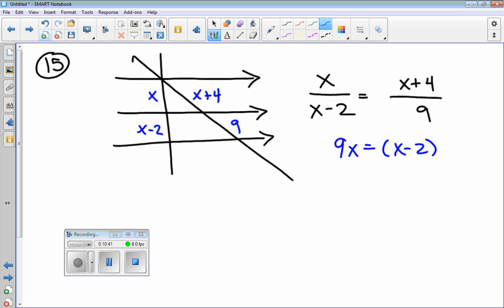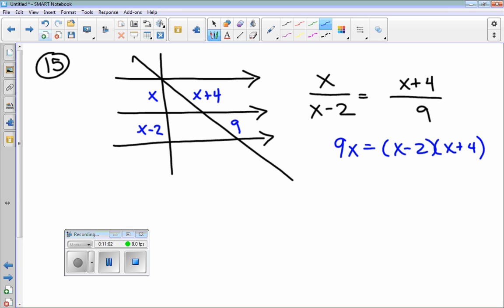What's wrong with what I have over here? It's not really wrong, but what's difficult about it? I've got x's on both sides. I agree that might make it a little harder, but what's difficult about just the right-hand side? What do I have to do? FOIL it. I got to multiply that, exactly.